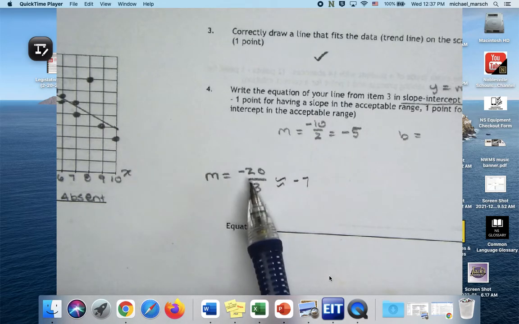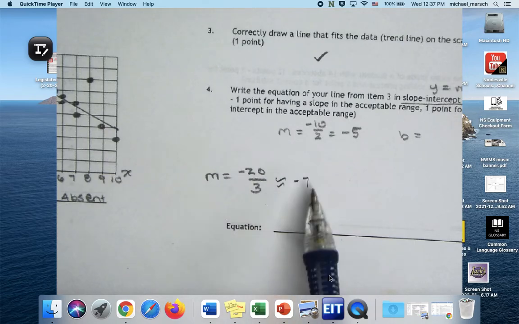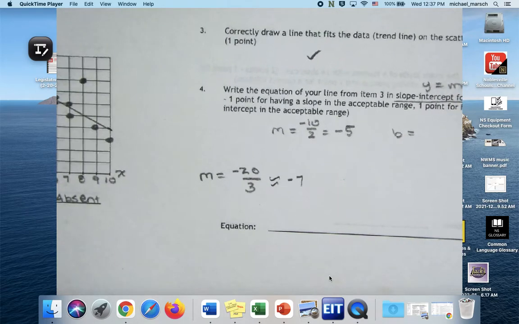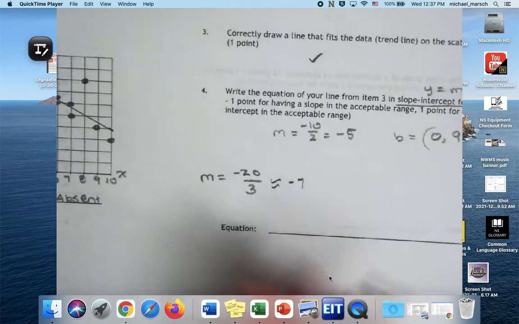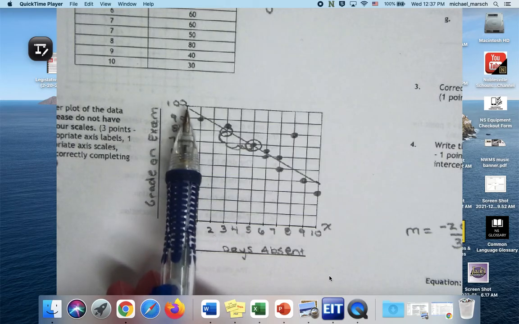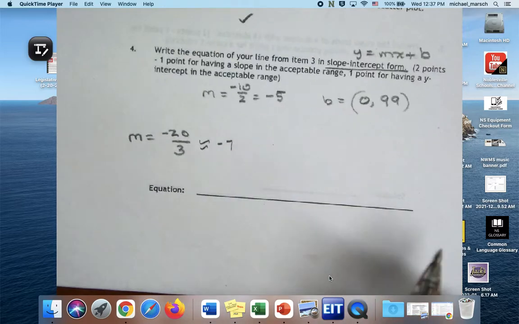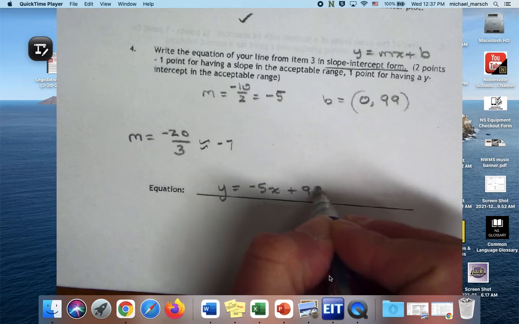Okay, so let's pretend you had negative 29 over 3. What's my slope going to be? Negative 10, right? So estimate if you need to. My y-intercept is, I'm going to say 0.99. It's really close to 100, right? Maybe not quite 100, so I'm going to just say 99, because why not? So then when I put that together, my equation is y equals negative 5x plus 99.